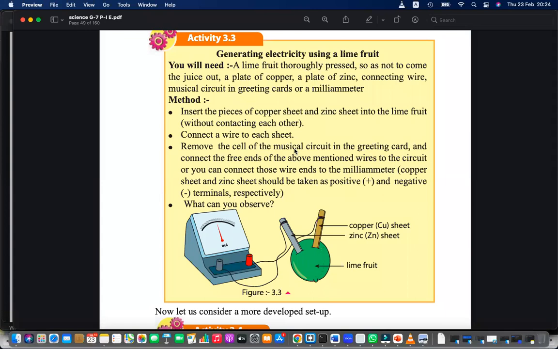Okay, what will happen? Insert the pieces of copper sheet and zinc sheet into the lime fluid. Connect a wire to each sheet.